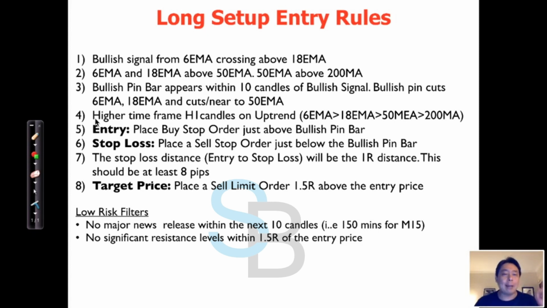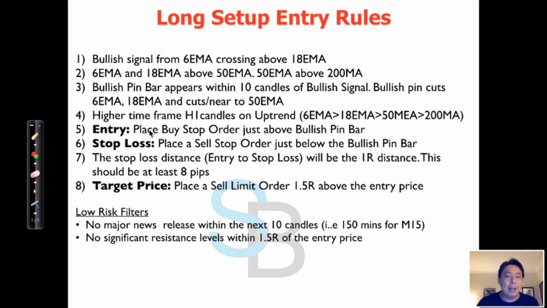Next, I'll check my higher time frame. I'm trading on M15, 15-minute candles. I'll check my hourly candles to make sure they're in an uptrend as well: 6 above 18, 18 above 50, and preferably above 200. And I notice when I use the word preferably, sometimes if it's not, I may still take the trade. That's a bit more risky, but it's always good if it is. Once I see that, I go for my entry.